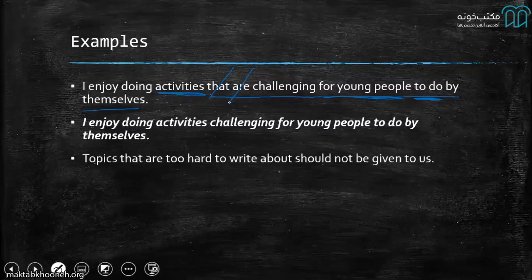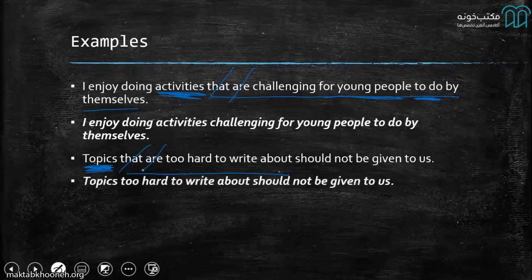Topics that are too hard to write about should not be given to us. So here, instead of using a noun towards the end of my sentence, I'm going to use a noun at the beginning of my sentence. Topics that are too hard to write about is the extra information about topics, and then the rest of the sentence. So all I'm going to do to make it complex is remove the that and remove the are. Topics too hard to write about should not be given to us.